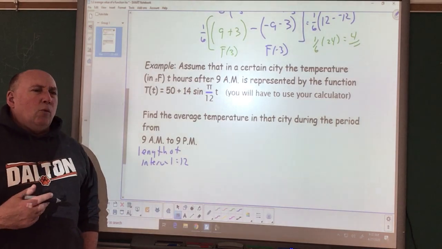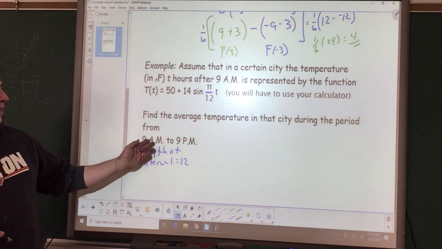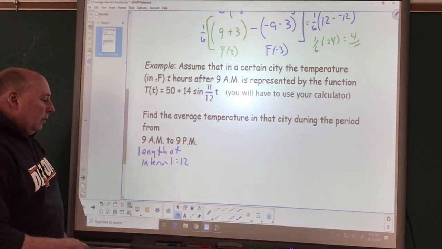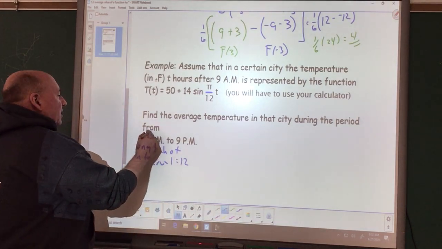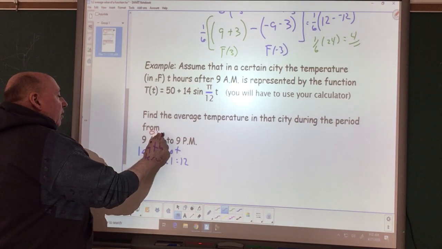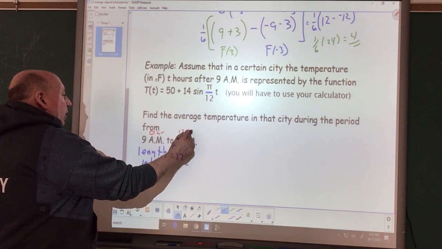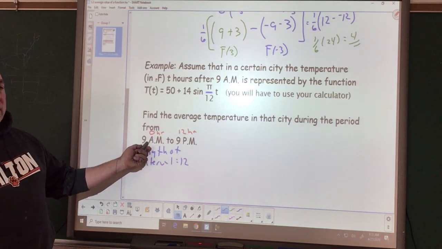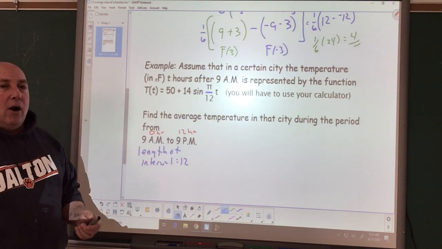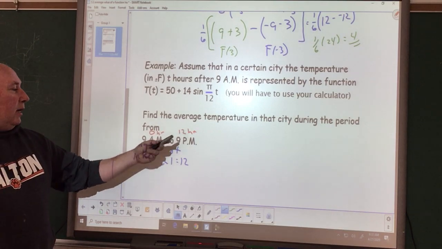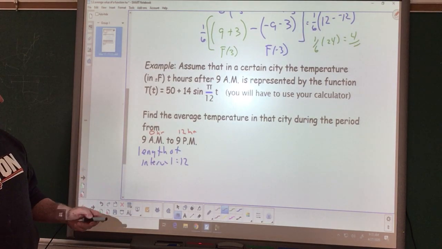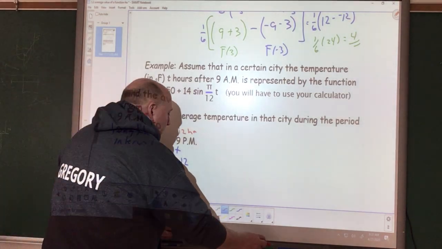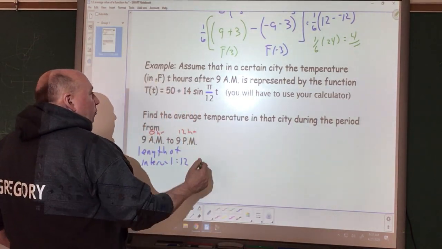So what we have to really watch out for here is I can't take my antiderivative from 9 a.m. to 9 p.m. But I could say this is 0 hour and this is hour 12 at 9 p.m. So this would be our 0 hour and 9 p.m. would be our hour 12. So the length of our interval would be 12 hours. So we have 1 over 12.